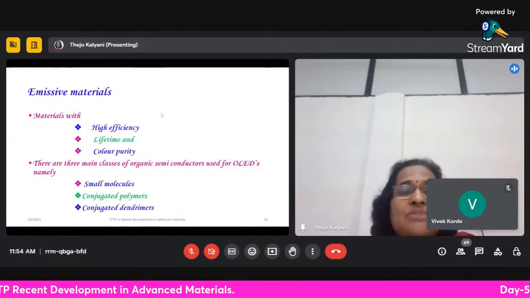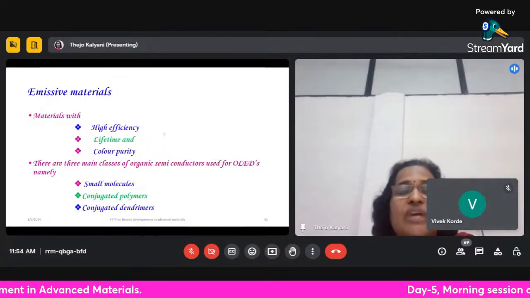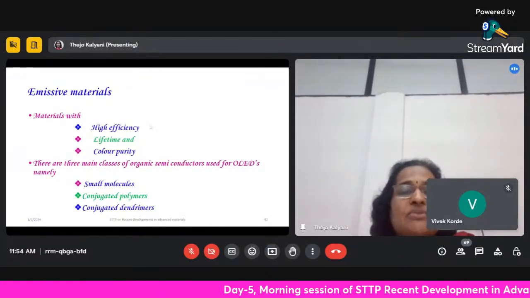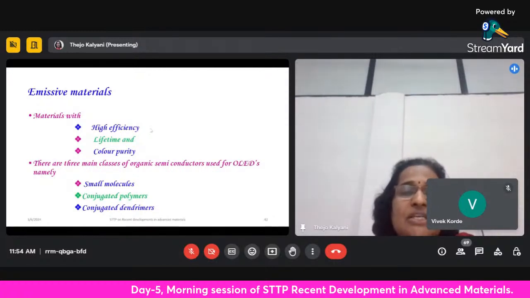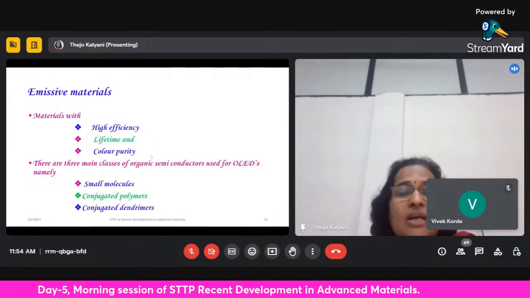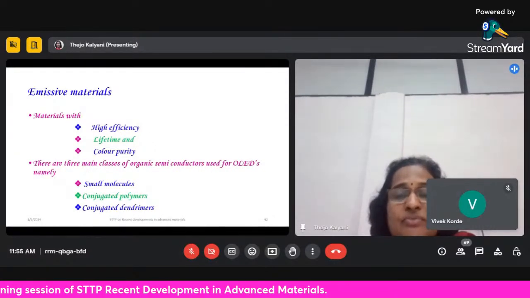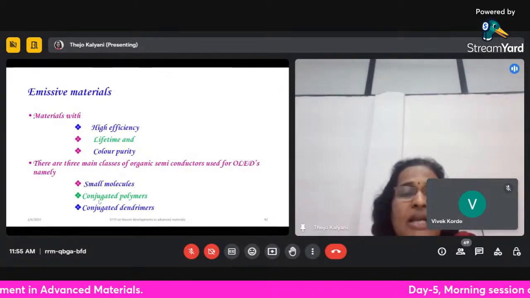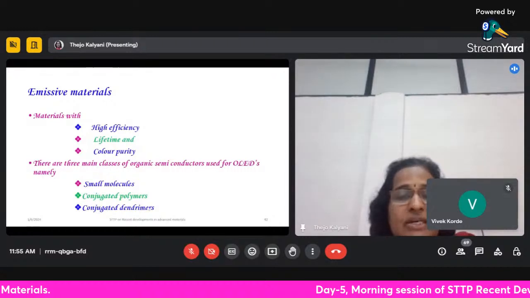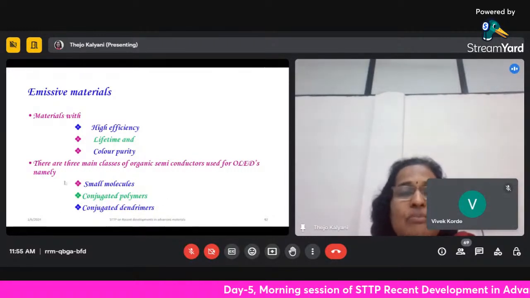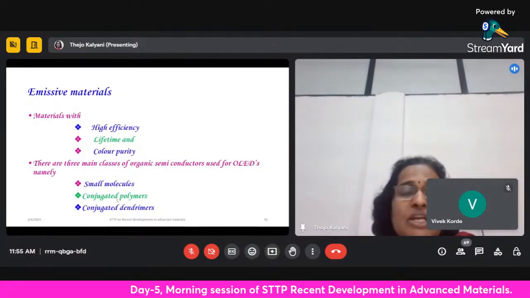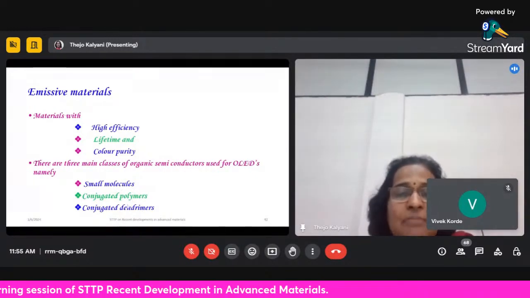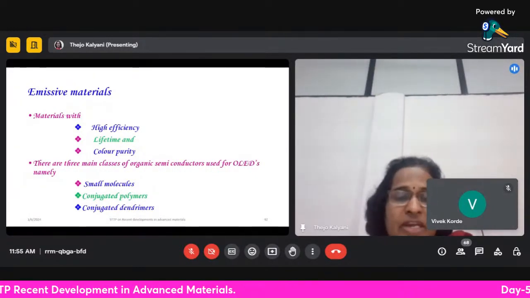And then comes the emissive materials, which we are talking about, the optical materials. These are the materials which should have high efficiency, good lifetime, and offer good color purity. Because of this reason, we use small molecules, conjugated polymers, and conjugated dendrimers. These are the emissive materials which are generally used, and these are responsible for emission of light. Depending upon their energy gap, the color of the light varies.